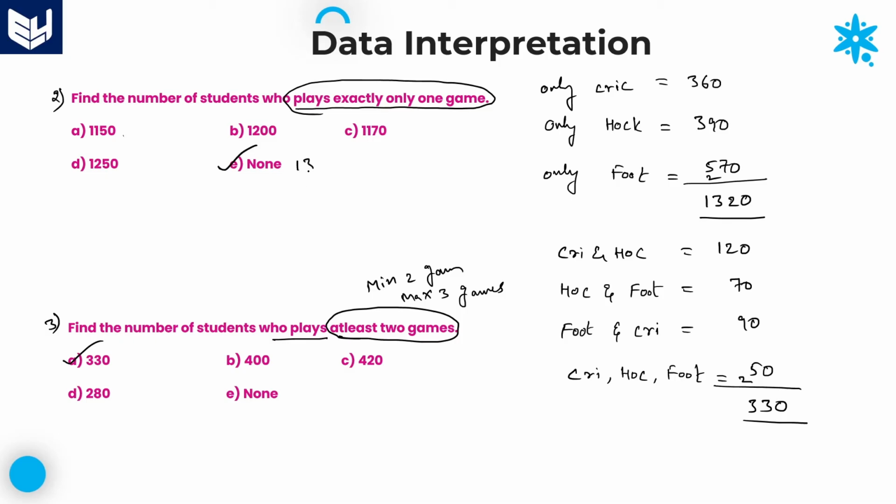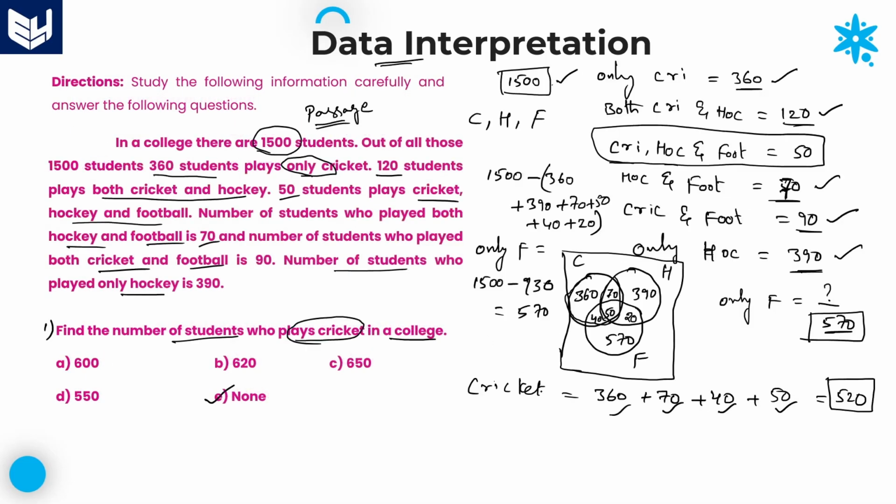Here none of these is indicating 1320. In the previous question also we had none of these. What is that answer? 520. 520 is the answer.